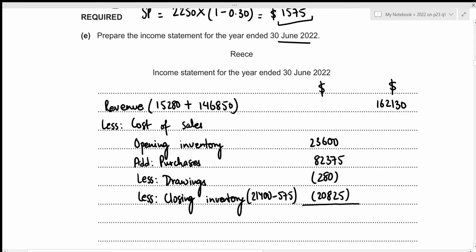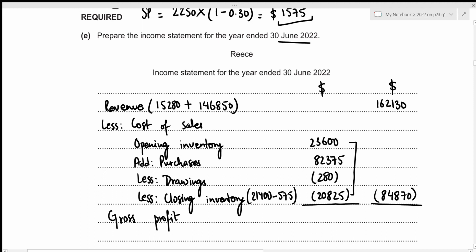Alright, now the next step would be to figure out the total of cost of sales by adding these four amounts. That's going to be 23,600 plus 82,375 minus 280 minus 20,825, which results in 84,870. Again, we need to subtract this amount from our total revenue. And after subtracting the cost of sales from revenue, we get the gross profit.